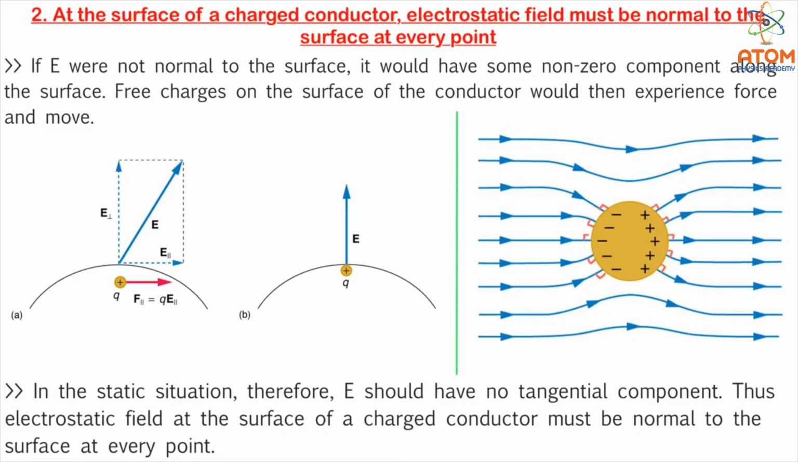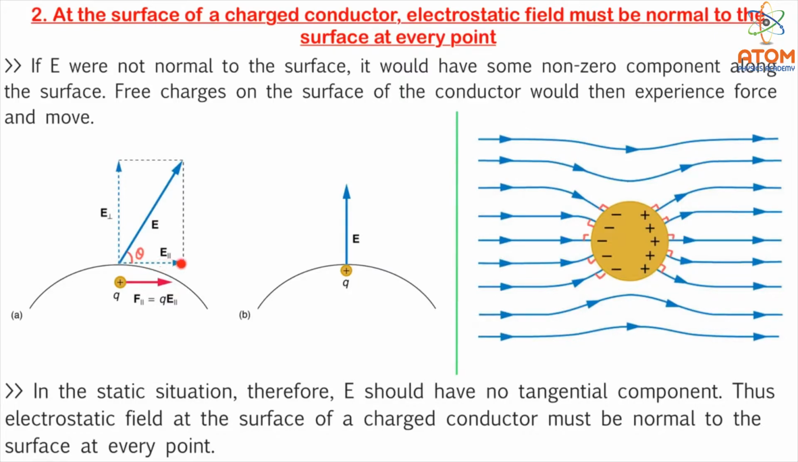Now this can be argued by considering this figure here. Suppose for a while that we consider that the electric field is not normal. Rather, the electric field is making some angle, let us say theta, with the surface. If this is the case, then what will happen? Here we can draw two components of the electric field. One will be parallel to the surface and one will be perpendicular to the surface.